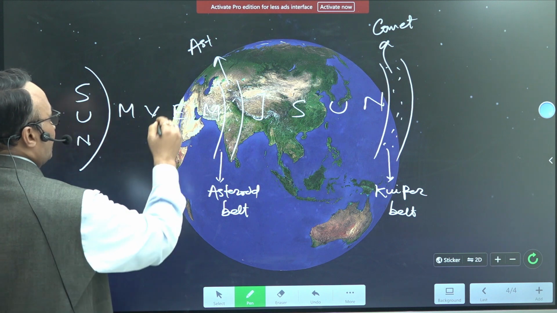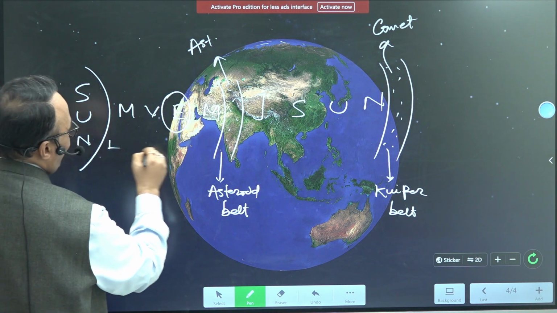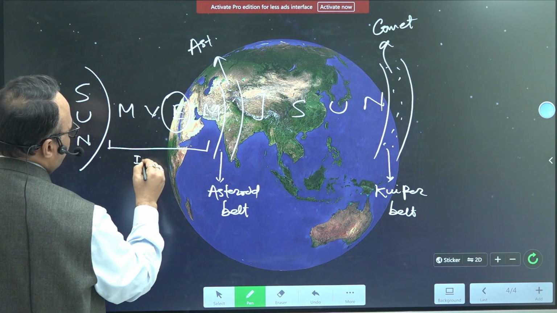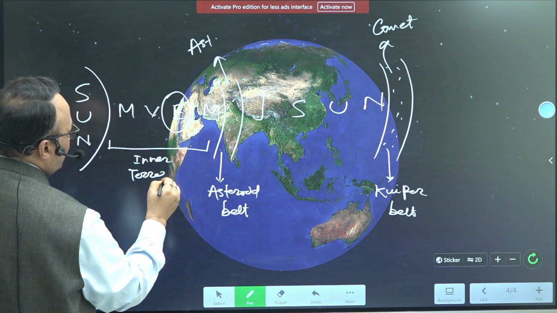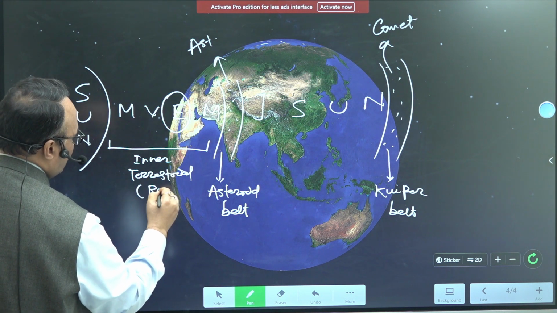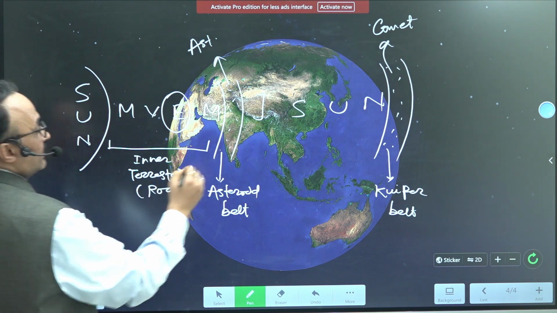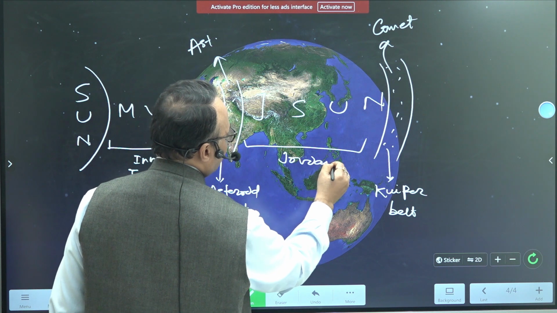Now here we are living over this planet Earth. These four planets are inner planets. They are terrestrial in nature, meaning rocky, made up of rocks. And these are Jovian in nature. Jovian means gaseous.